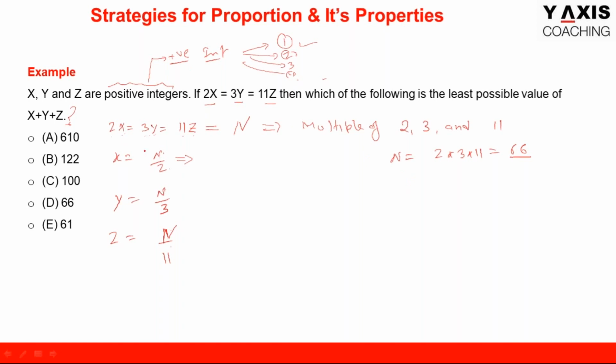From here, we can get the value of x. What is that? n is 66, so x is 66 by 2, that is 33. The value of y is 66 by 3, that is 22. And 66 by 11, that is 6 for z. Then our final goal is to find the least possible value of x plus y plus z. Add them: 33 plus 22 plus 6. And I believe this comes to 61. So the correct answer is E.